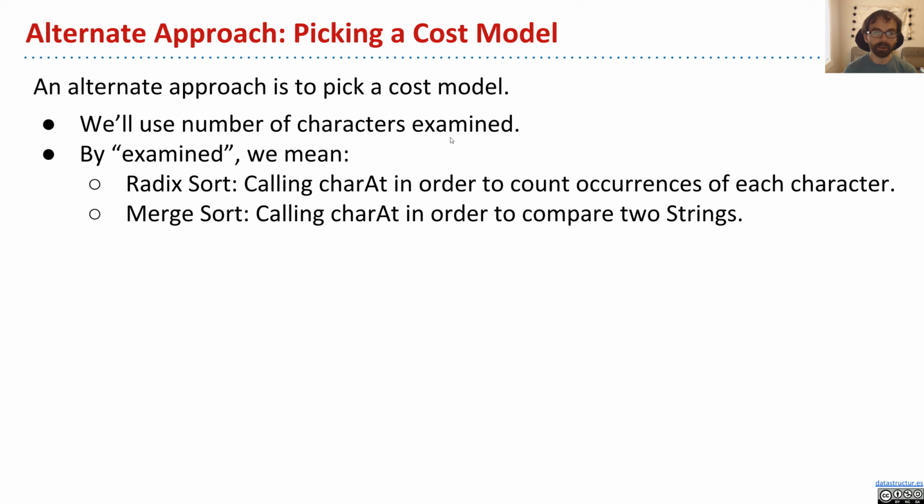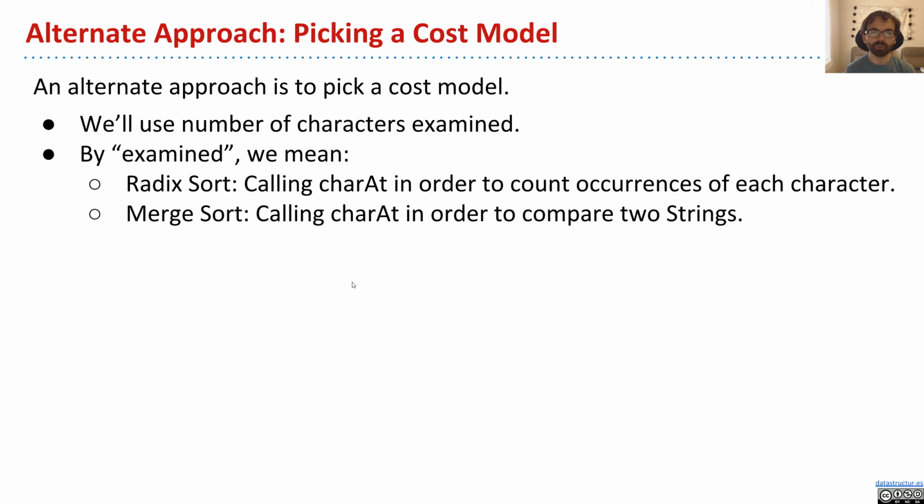Now by examined here, what I mean is that when it comes to radix sort, you have to count all of the occurrences of each character. So if I have 400 spades, I'm going to do 400 character examinations in order to compute that 400. And then in merge sort, what I mean by an examination is every time you need to call charAt in order to compare two strings. So as you're comparing two strings, each letter you look at in the string, that's a call to charAt.